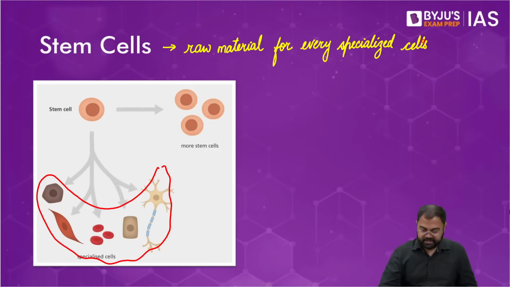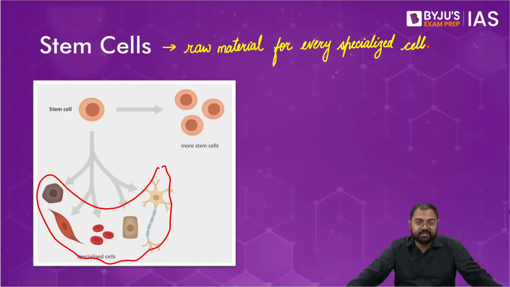And not only in humans, but even in other animals and even in plants, we see that they have stem cells. So whether it is higher plants, higher animals or humans, stem cells are found in all of them. So stem cells are raw material.